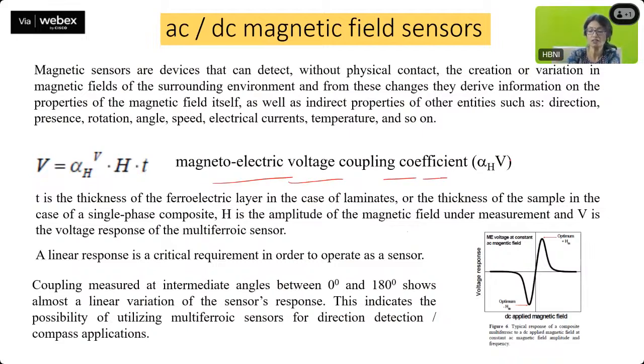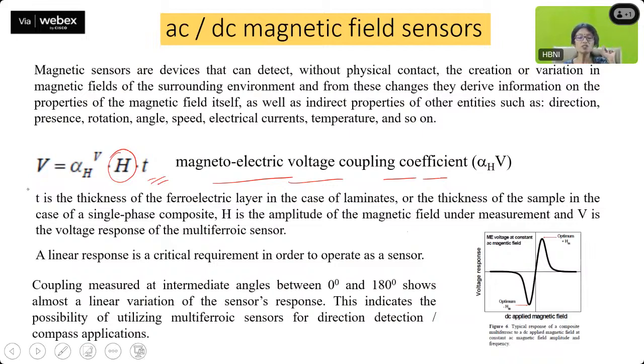This is alpha_V = V / (t·H), and this voltage V is a function of the external field you are applying. T is the thickness of the ferroelectric layer in the case of laminates, or the thickness of the sample in the case of a single phase composite. Whereas H is the amplitude of the magnetic field under measurement, and V is the voltage response of the multiferroic sensor. So this voltage response is dependent on all these different factors.